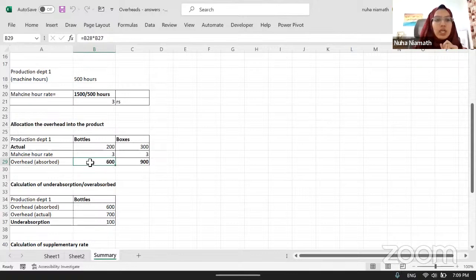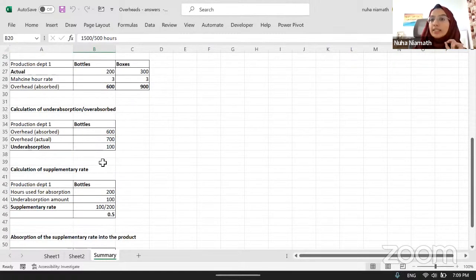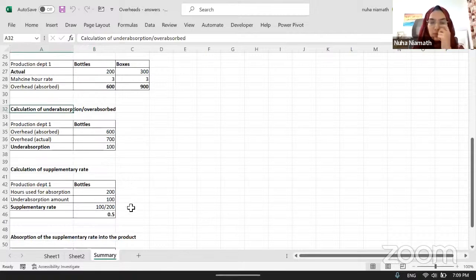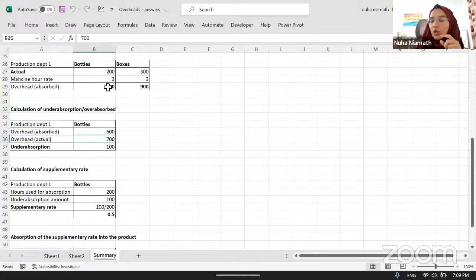Okay, so let's proceed. So you have understood how we calculated the predetermined rate, then we absorb it with the actual output hours, and we find the overhead that has been absorbed. The next thing that we learned was how do we calculate the under absorption or the over absorption amount. So here we can see that the overhead that is absorbed is 600 rupees that we just calculated above. Then we look at what was the actual overhead that was incurred, because I remember I had spoken in the last lecture that sometimes the repair cost might be more than what was expected, or the light cost could be more than what is expected.